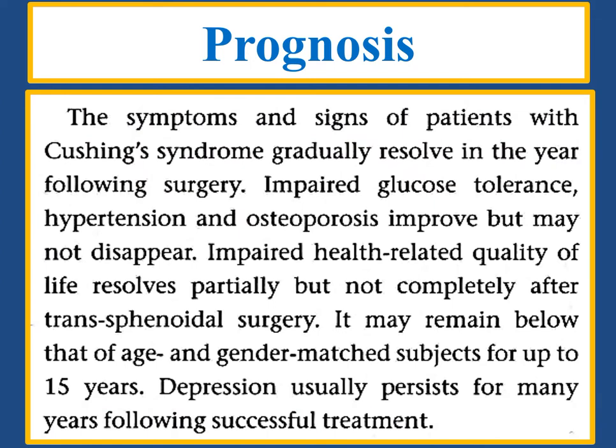The symptoms and signs of patients with Cushing's syndrome gradually resolve in the year following surgery. Impaired glucose tolerance, hypertension, and osteoporosis improve but may not disappear. Impaired health-related quality of life resolves partially but not completely after transsphenoidal surgery. It may remain below that of age and gender matched subjects for up to 15 years. Depression usually persists for many years following successful treatment.